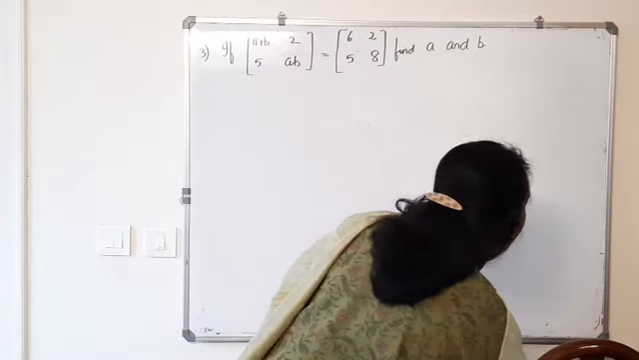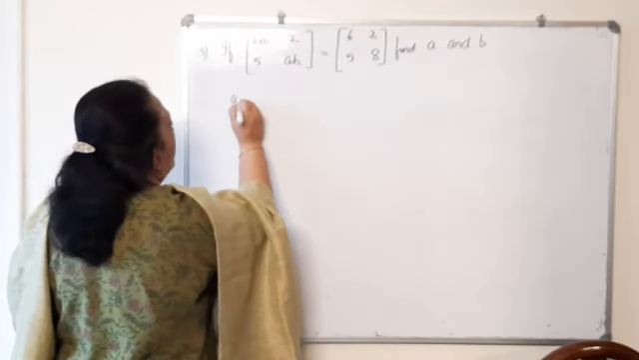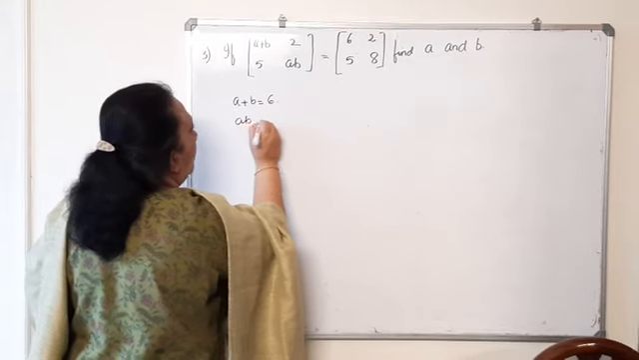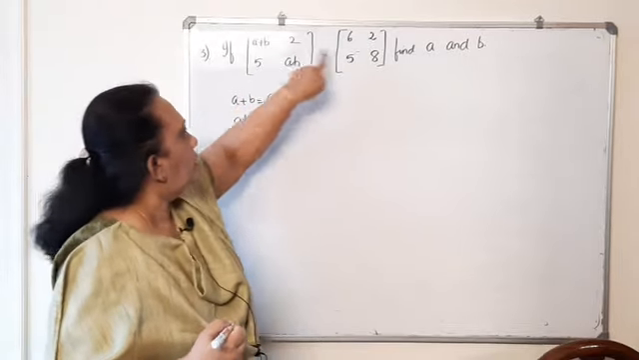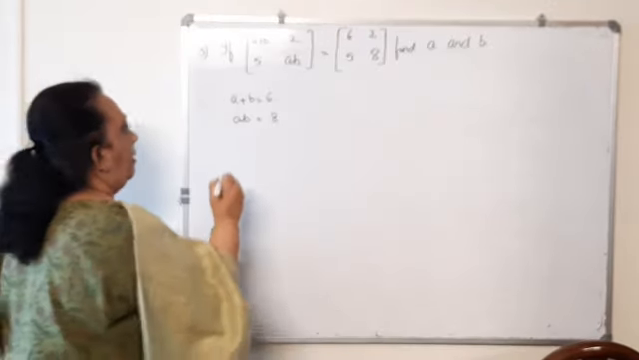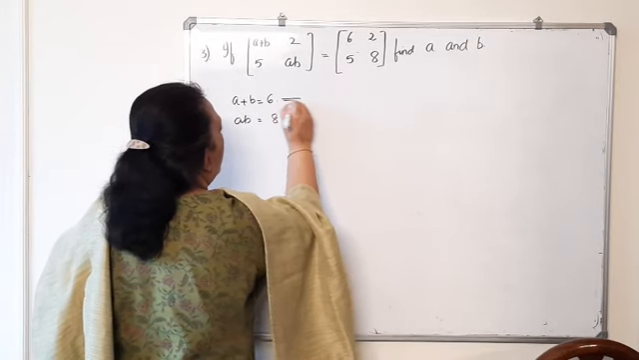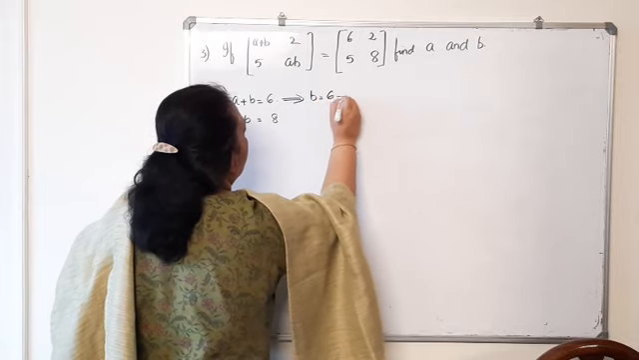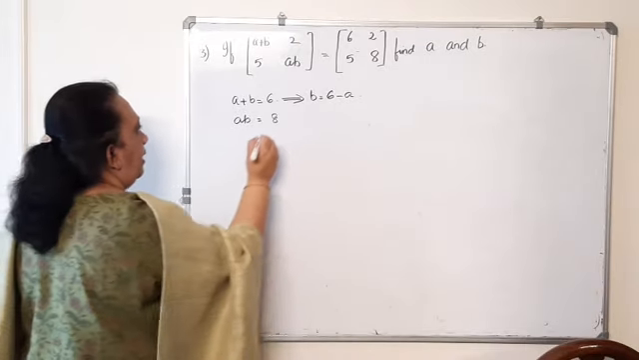Again, A and B means they are the elements A and B. So, A plus B is equal to 6 and AB is equal to 8. 2 is equal to 2, 5 is equal to 5. So, from the first equation, you can take B is equal to 6 minus A.